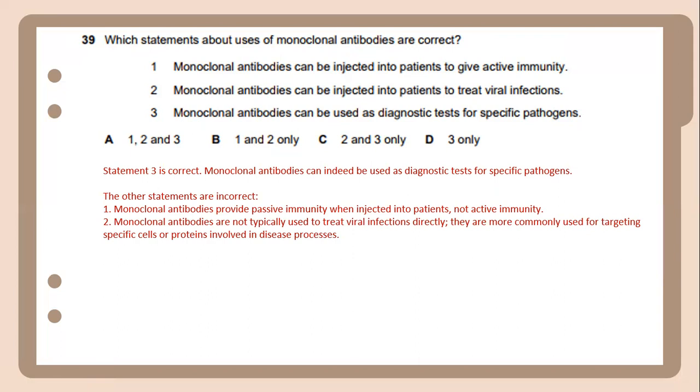The other statements 1 and 2 are not correct because number 1, monoclonal antibodies provide passive immunity when injected into patients, not active immunity. Number 2, monoclonal antibodies are not typically used to treat viral infection directly. They are more commonly used for targeting specific cells or proteins which are involved in the disease processes.